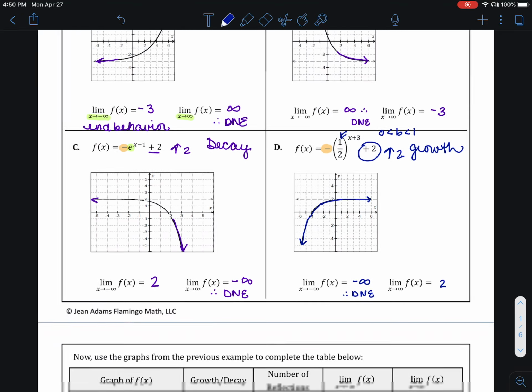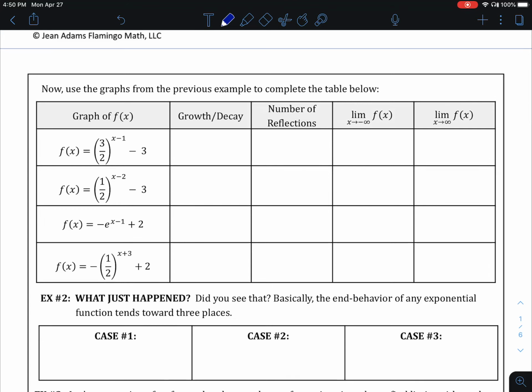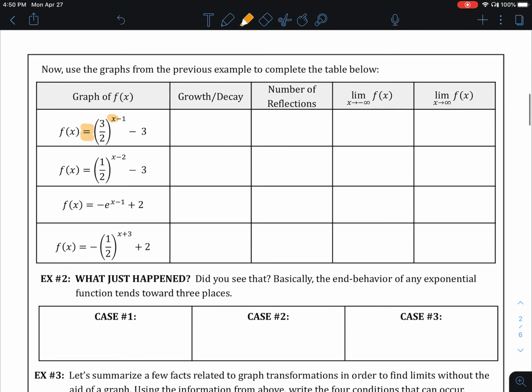And so the next stage of this is to look at these without the graph. And so I'm going to give you the same functions. And what I would like you to do today is I would like you to identify whether it is growth or decay, how many reflections it would have. So a reflection would happen again if the term here is negative or there's a positive or negative out here. And then I want you to go back and examine the end behavior of these 4 graphs. This is your assignment today.